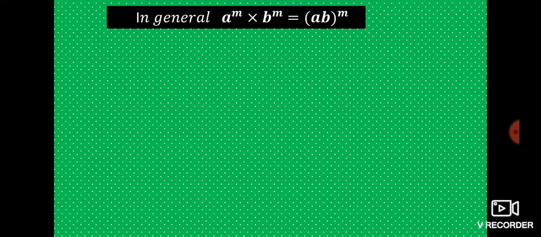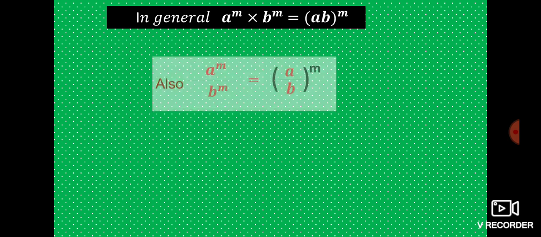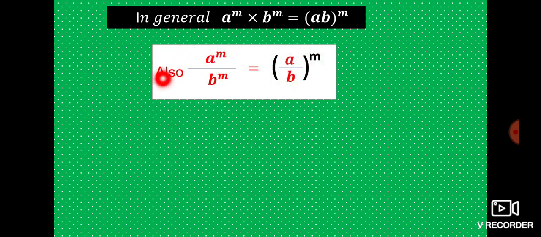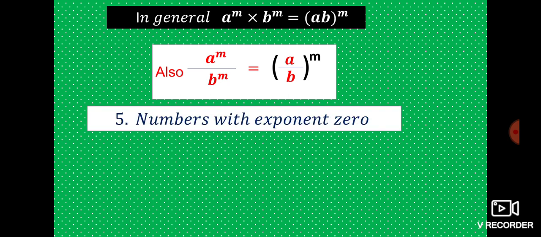So in general we can write A raised to M into B raised to M. The bases are different but the powers are the same. So A into B is AB whole raised to M. In division also, A raised to M by B raised to M, this is division. In this case, instead of A into B, we write A divided by B whole raised to M.